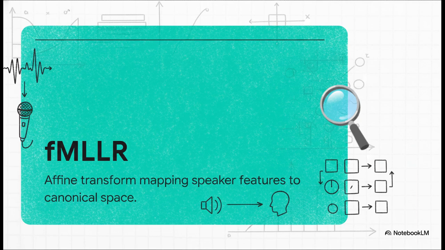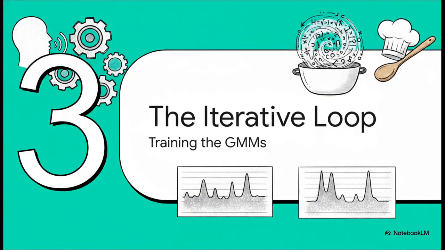To really drive that home, let's zoom in on that specific ingredient. FMLLR stands for Feature Maximum Likelihood Linear Regression. It sounds like a mouthful, but strictly speaking, it's really just a simple math equation, an affine transform where the adapted observation vector equals matrix A times the original observation vector plus bias vector B. That's literally it. It's just the math we use to shift and scale a speaker's acoustic features so that they sound like some generic, standardized speaker in our canonical space. Just math.